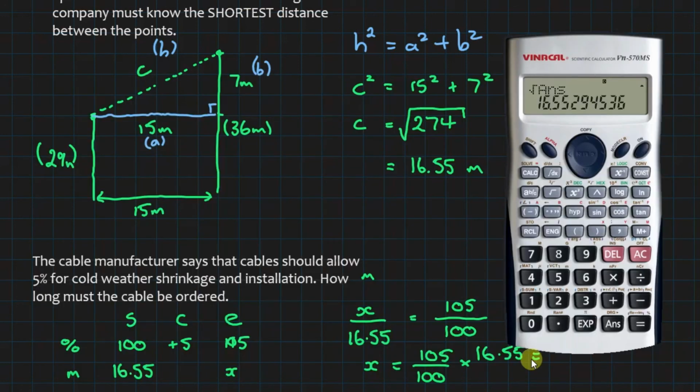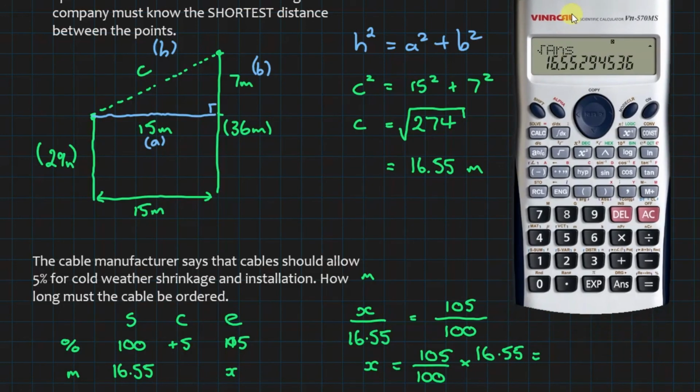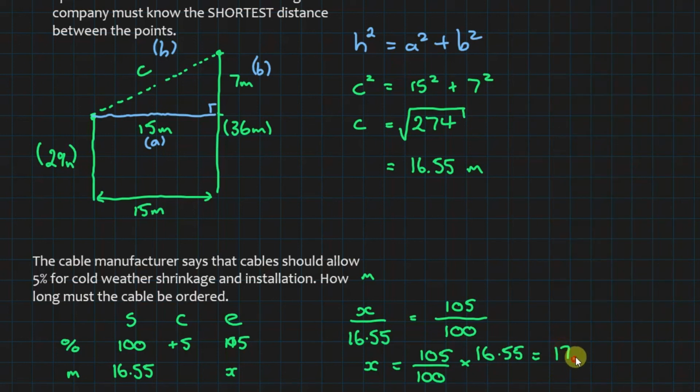So I'll take my calculator. It doesn't matter how you get to doing this 105. Some of you might recognise that as a decimal of 1.05. I'm going to put it in as shown. So it's 105 divided by 100. And I've already multiplied by my answer. And that says I need to order 17.38 meters of cable for that job.